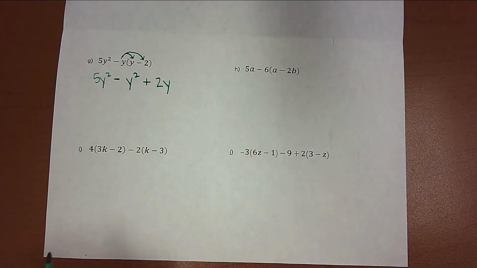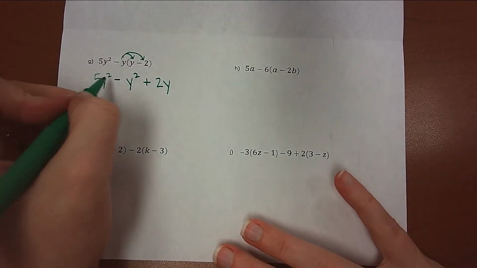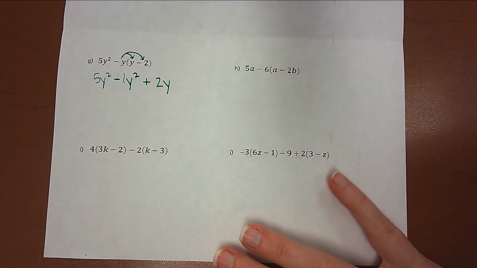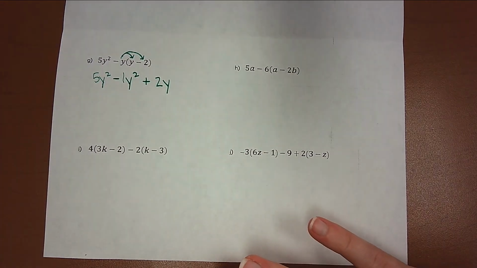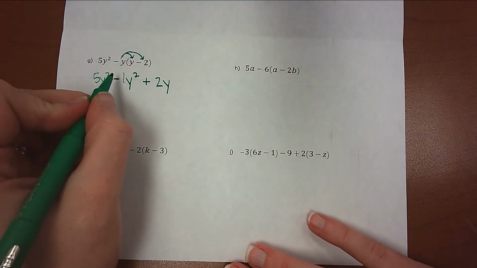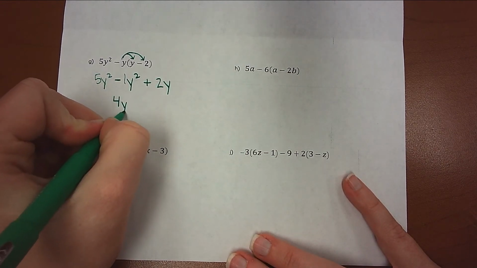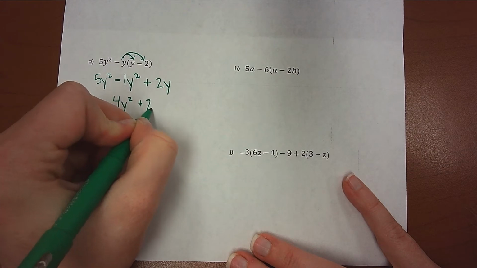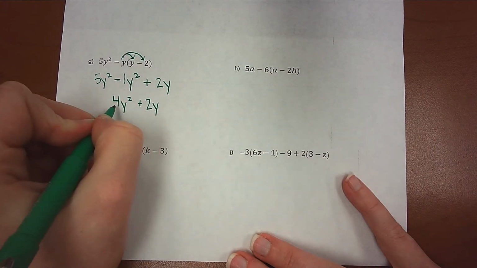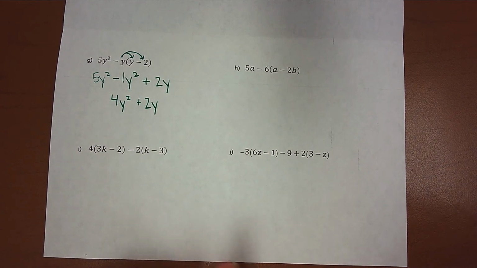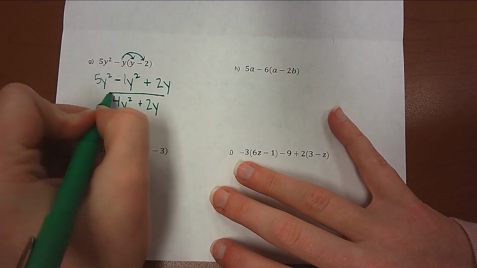Now I just have to combine like terms. So 5y squared minus y squared, there's an imaginary 1 here, 1y squared. 5y squared minus 1y squared, 5 minus 1 is 4y squared, plus 2y. These two terms are not like terms because even though they have the same variable, they do not have the same exponent. And so our simplified form is 4y squared plus 2y.